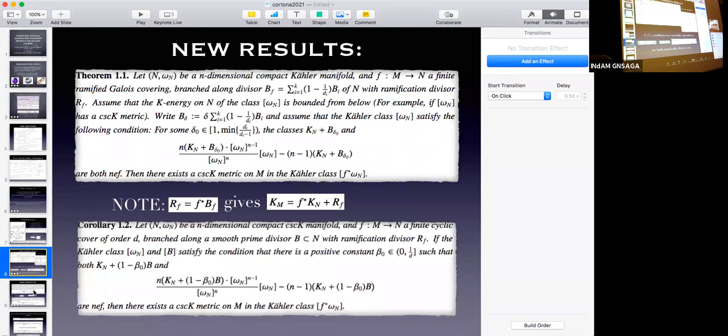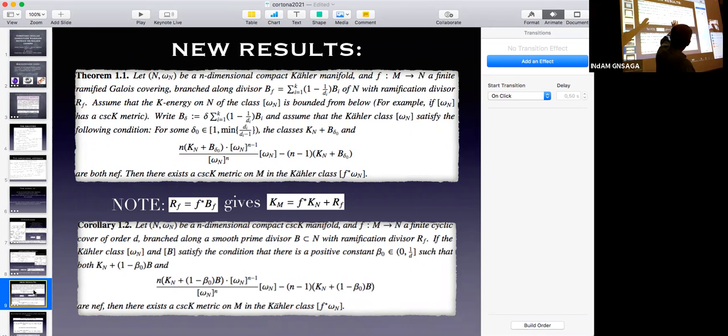So let me first show you these statements that we proved, and then in the rest of the seminar I will discuss what they really mean. Okay. Now we take our base manifold compact. We have a finite ramified cover, branched along the divisor.